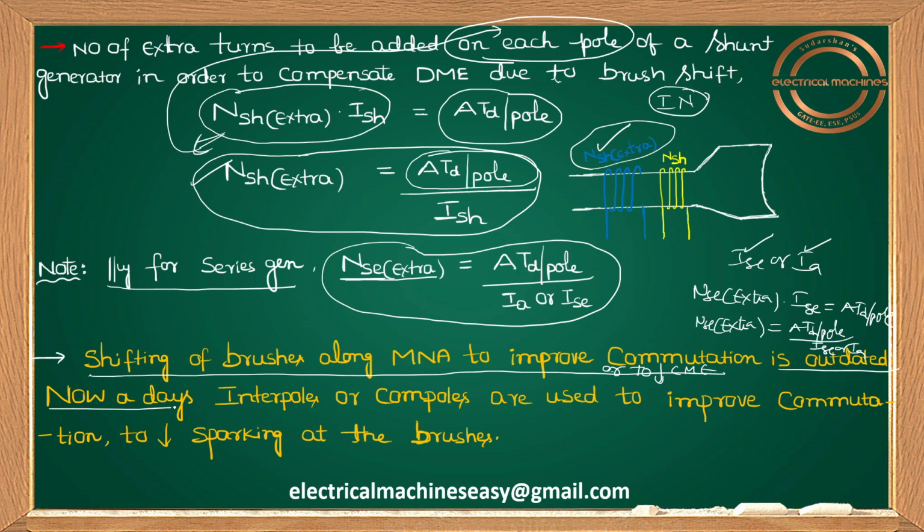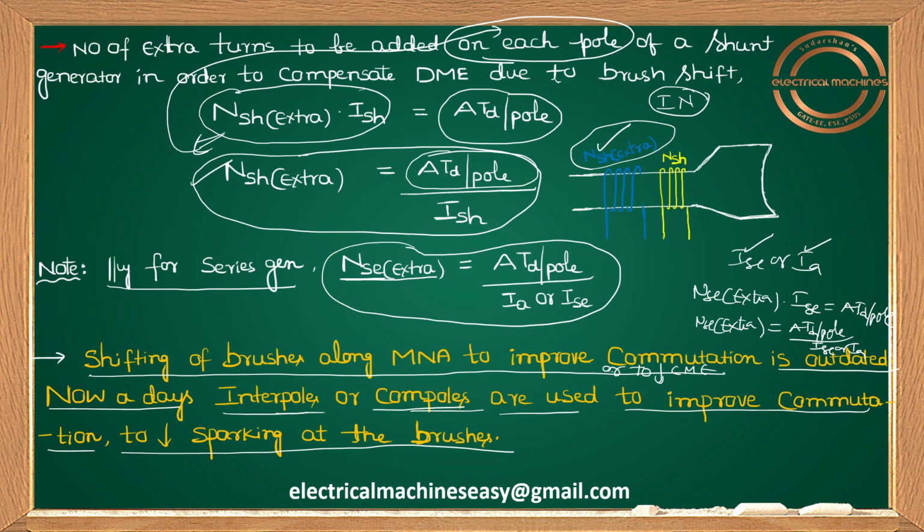Okay, nowadays interpoles, which can also be called compoles, are used to improve commutation, or to reduce sparking of the brushes, or to reduce the cross magnetizing effect. So in olden days they were shifting brushes along MNA, but shifting brushes for every change in load, for every change in theta angle, is difficult. So it is an outdated method. Nowadays we will be using interpoles, or compoles.